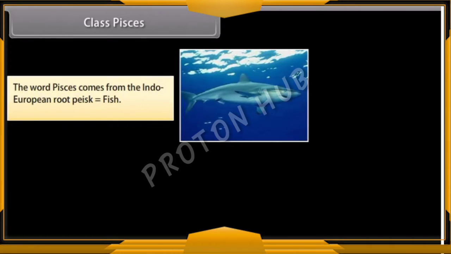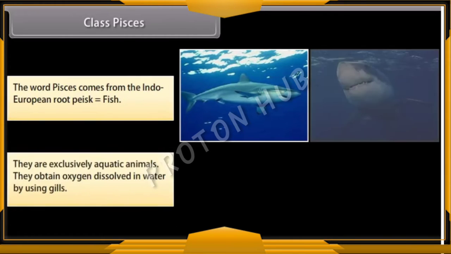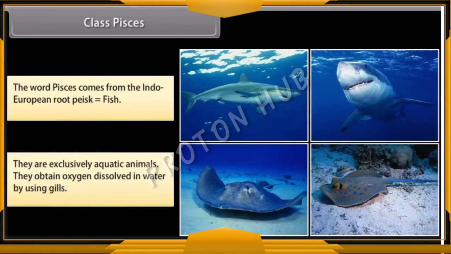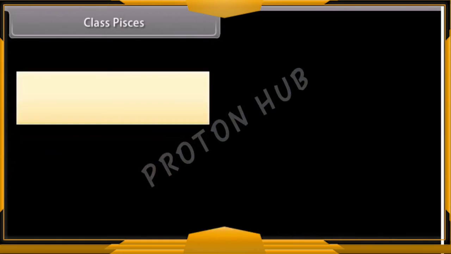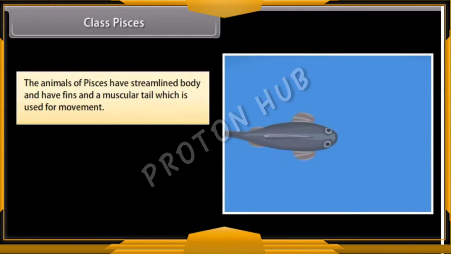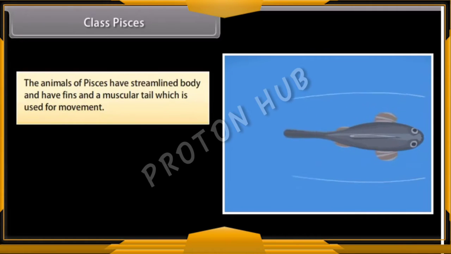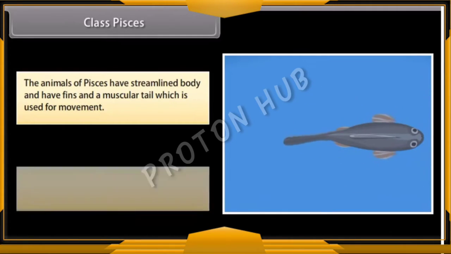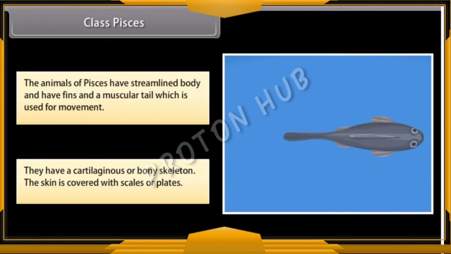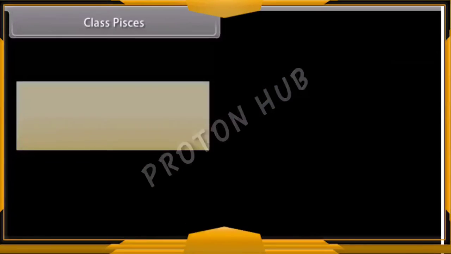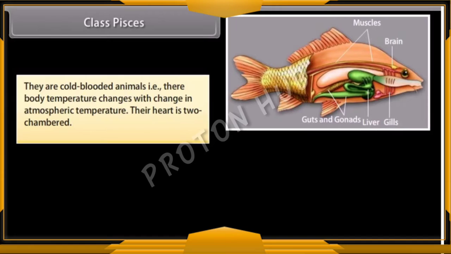Class Pisces. The word Pisces comes from the Indo-European root pesc. It means fish. They are exclusively aquatic animals. They obtain oxygen dissolved in water by using gills. The animals of Pisces have streamlined body and have fins and a muscular tail which is used for movement. They have a cartilaginous or bony skeleton. The skin is covered with scales or plates. They are cold-blooded animals, that is, their body temperature changes with change in atmospheric temperature.